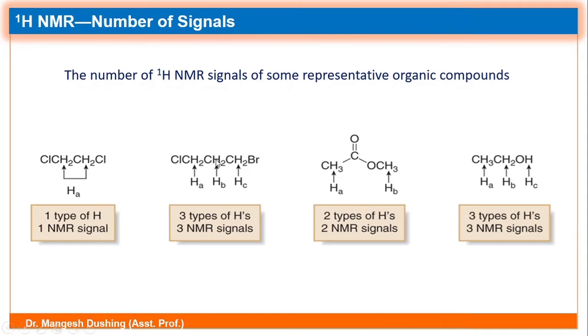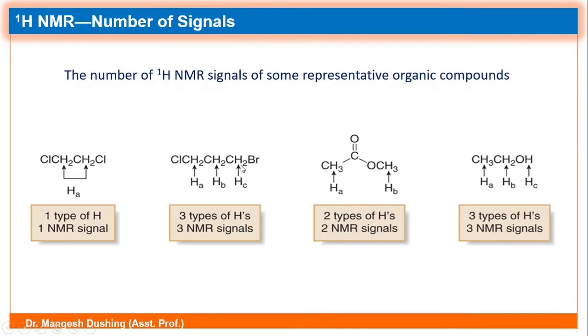While in this case, see here, CH2, CH2, CH2. So this CH2 is attached to the Br, while this CH2 is attached to the chlorine. So these two are different. While this CH2, one side is attached to the CH2Br, while the second side is attached to the CH2Cl. So the chemical environment of this CH2 does not match this one or this one.